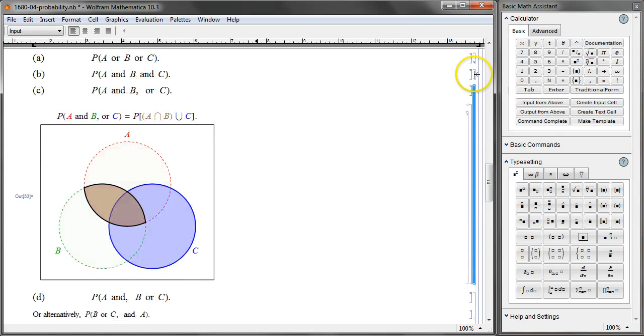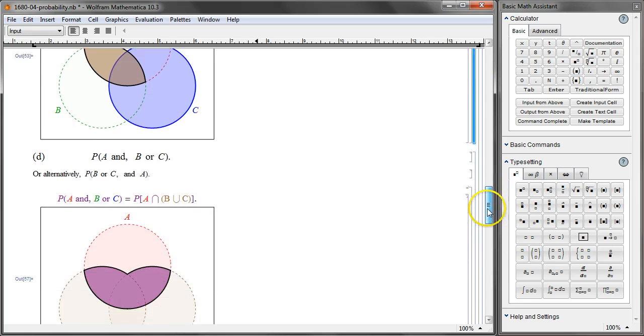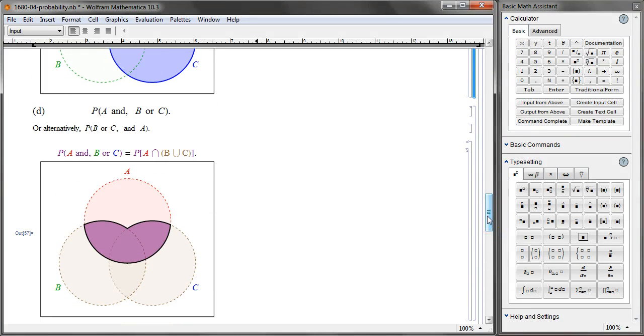Compare that with the previous picture. A and B or C versus A and B or C. There's a significant difference.